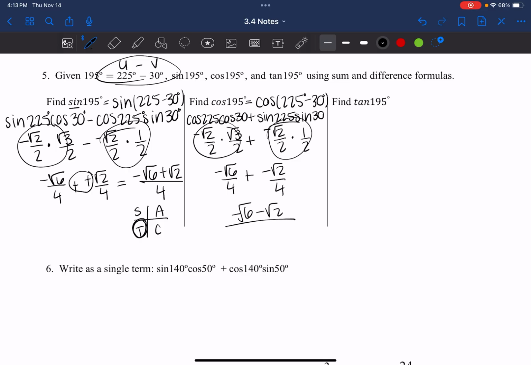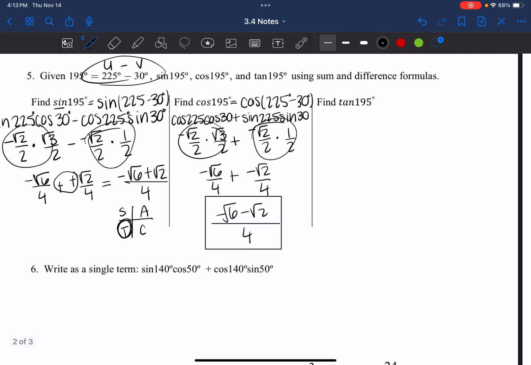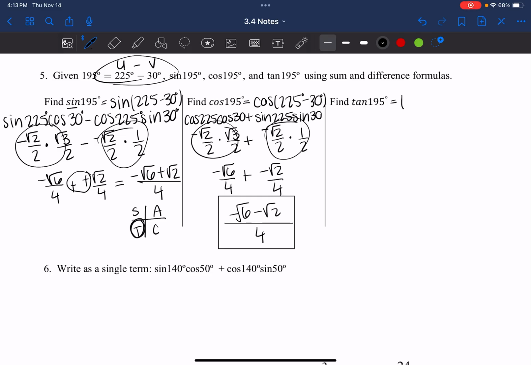And we end up with negative root 6 plus negative 2, or just minus 2 over 4. All right, then last one in this row, we've got tangent of 195, or tangent of 225 minus 30.